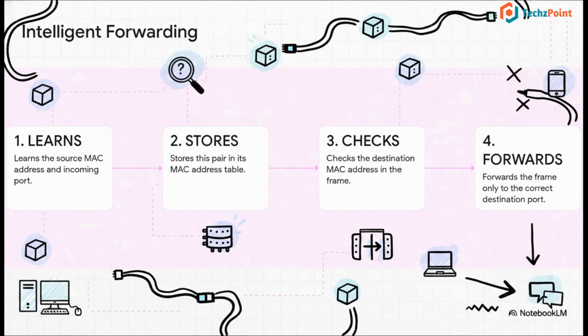Second, it stores that information in its little address book. Third, it checks the destination address on the data frame. And finally, it forwards that frame only to the correct port. That's it. No extra noise, no wasted effort, just absolute pinpoint delivery.